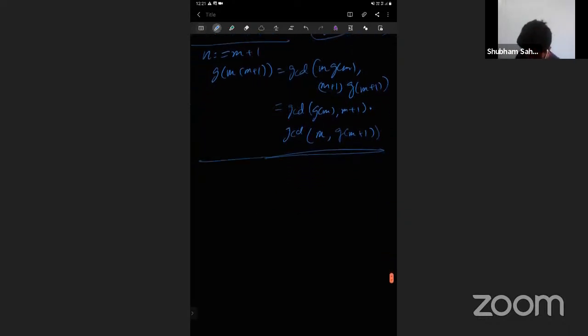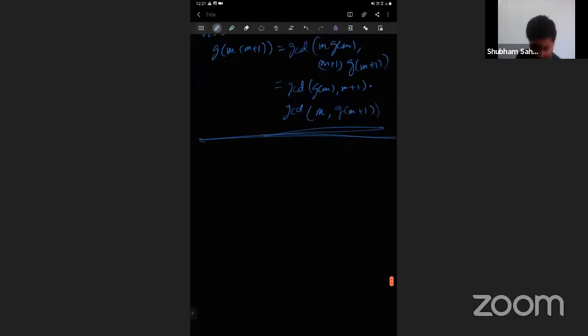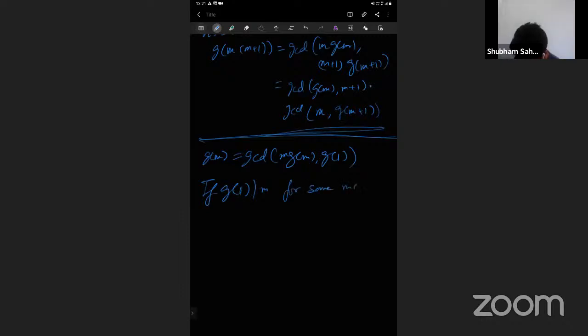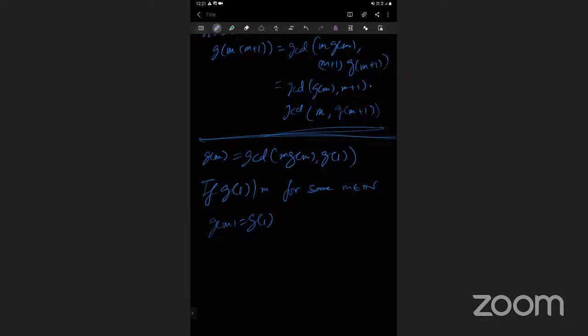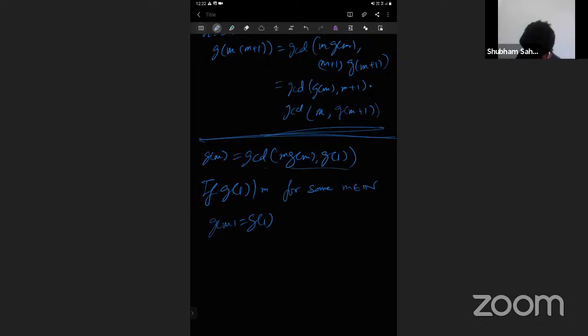Right. So actually, this solution is because of the user in that thread. So you have that g(n) is equal to GCD of n g(n), comma g(1), right? So now suppose g(1) divides m, for some m in N, then what you have is that g(m) is equal to g(1) for all those m. So the thing is, this is GCD of m g(m) and g(1). If this has a g(1) factor over here, the GCD is exactly equal to g(1). This is obviously assuming that g(1) divides m.